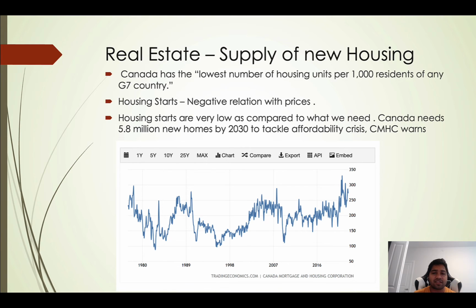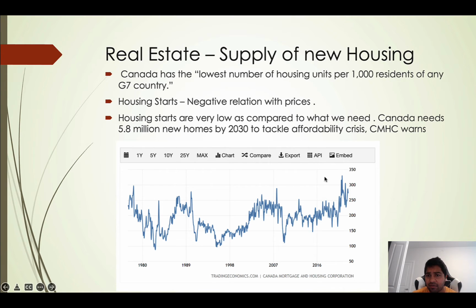So if the housing starts remain low, then there is not enough housing in the market. So that increases the price of already existing houses. Housing starts are very low as compared to what we need. Canada needs around 5.8 million new houses by 2030 to tackle the affordability crisis. So that comes to roughly 500,000 plus houses that need to be constructed every year, right? So that we can tackle the affordability crisis. But we are not there.